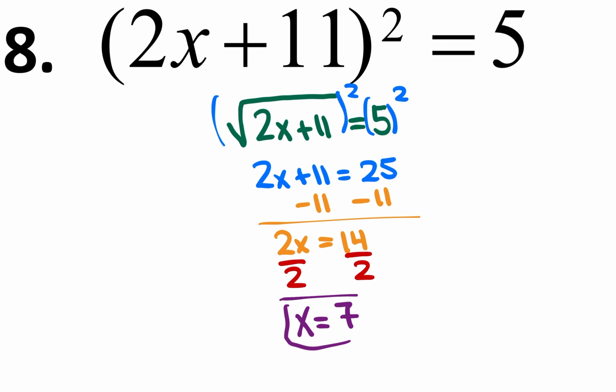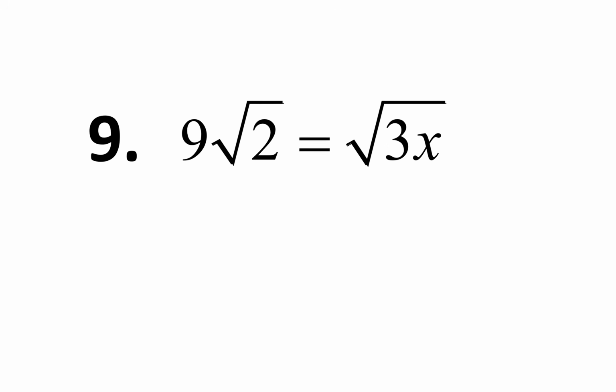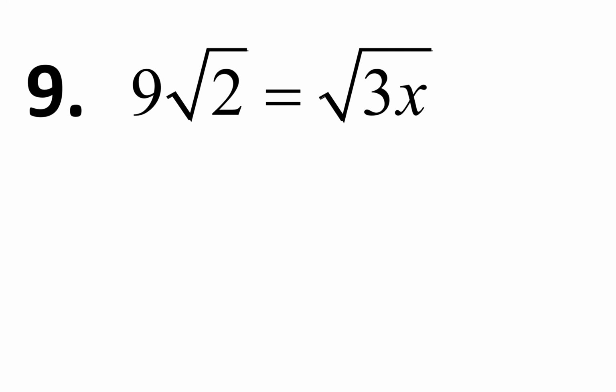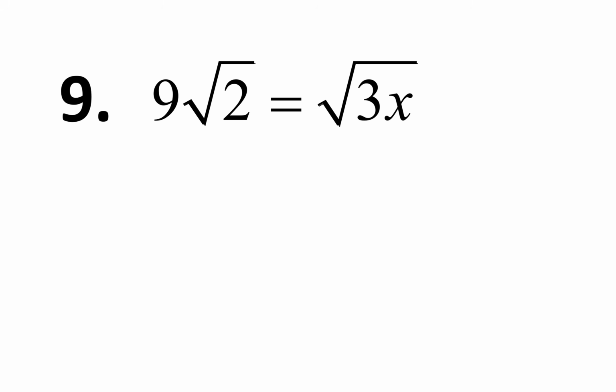Okay, now for question number 9, this one's a little bit complex. We have 9 times, don't forget about that, guys. Anytime that you have a number next to a radical, it is multiplication. 9 times the square root of 2 is equal to the square root of 3x. My first step is to square both sides.